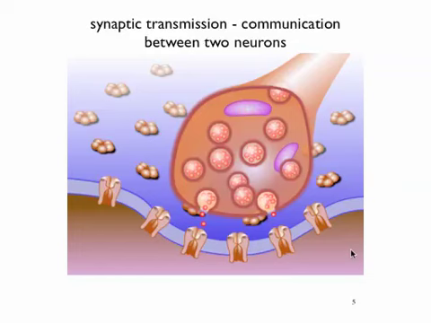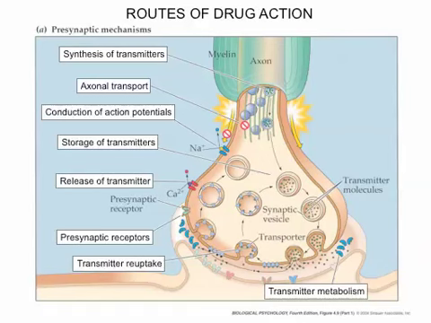Why do we mention this in a drugs course? Because these are the places where drugs can act to change what neurons are doing, to change the way that they're firing, and ultimately change our behavior. So there are two places where drugs can act. They can act on the presynaptic neuron that's sending the signal. They can act on the postsynaptic neuron that's receiving the signal.